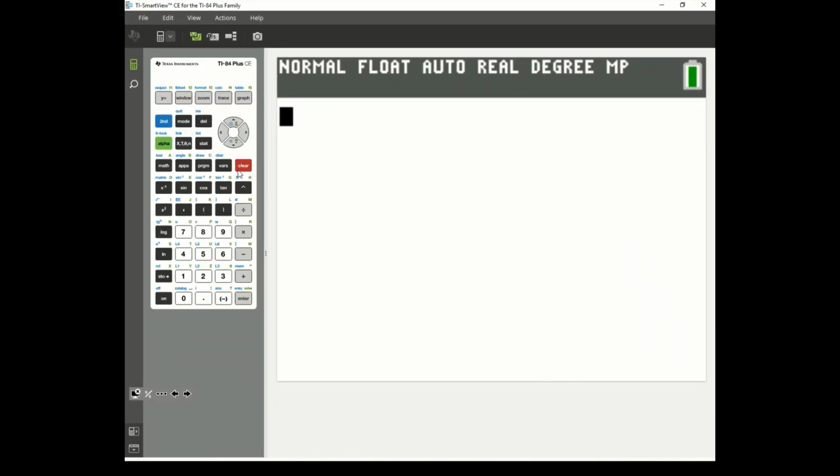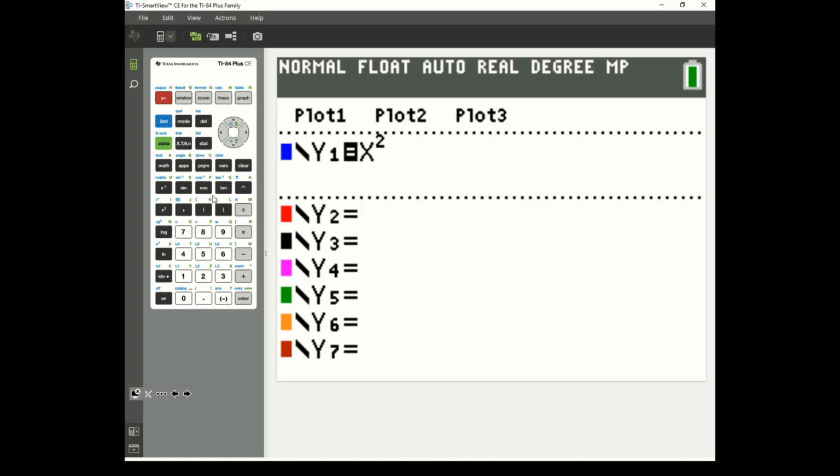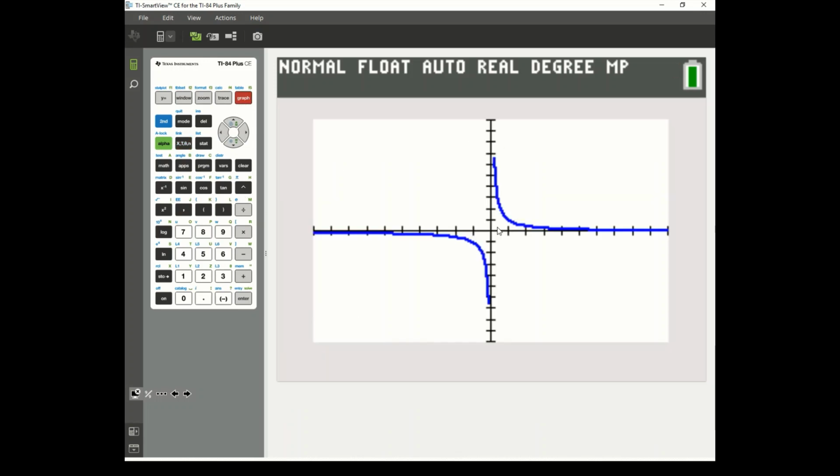If you ever want to know what an inverse graph looks like, click on this y equals on your graph, then go 1 divided by, click this button right here, x, and graph it out. This is the one we're focused on. This tells you what an inverse graph looks like.